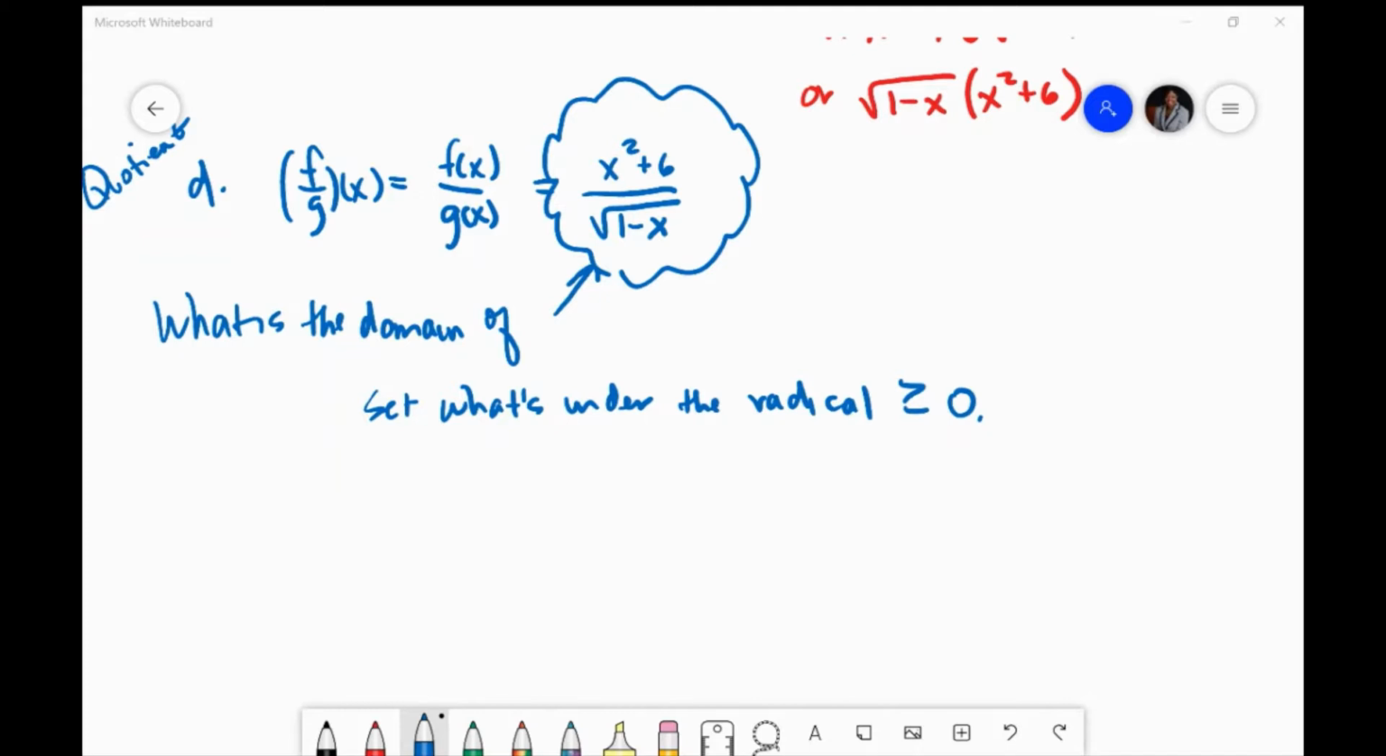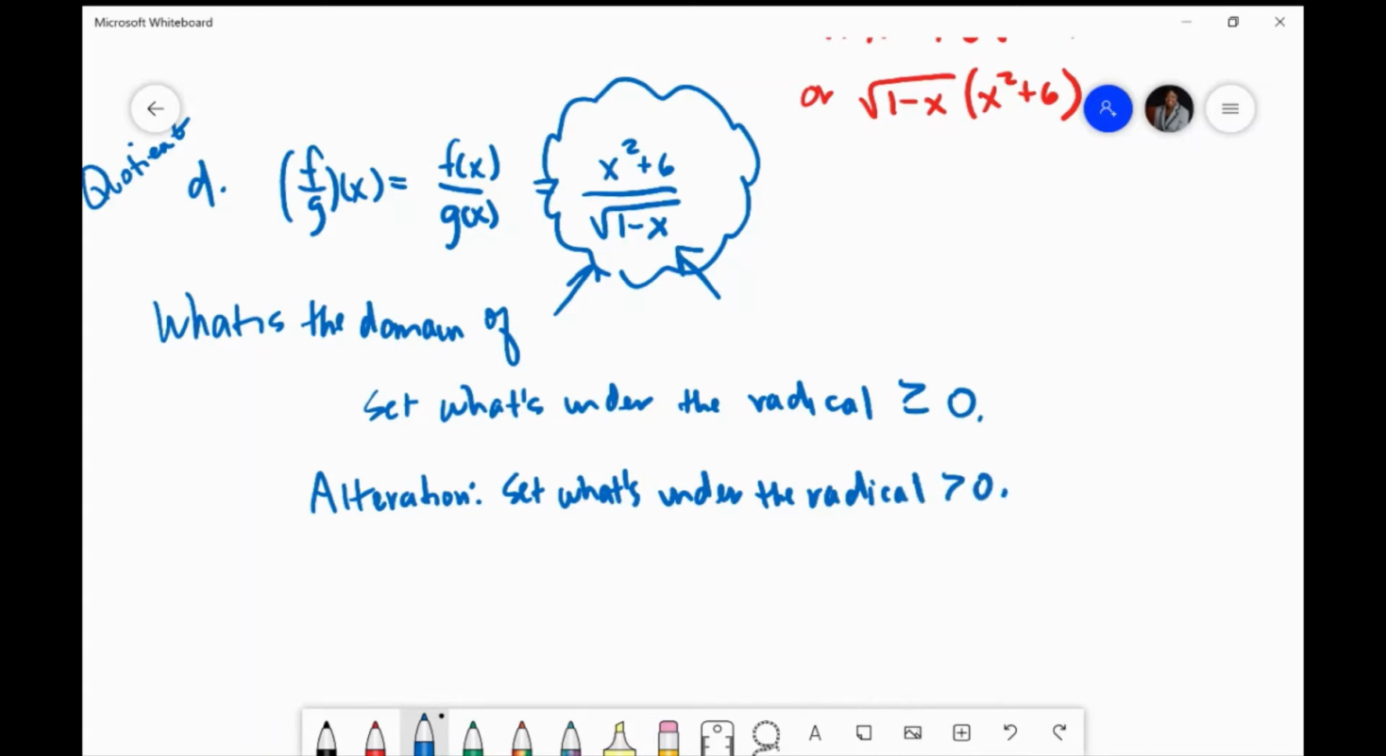All right, maybe you don't see it. So since this is in the denominator, do I want it to equal 0? No, I don't want it to equal 0. So for this one, we're gonna set what's under the radical to greater than 0, not equal, because we don't want it to equal 0 in the denominator.